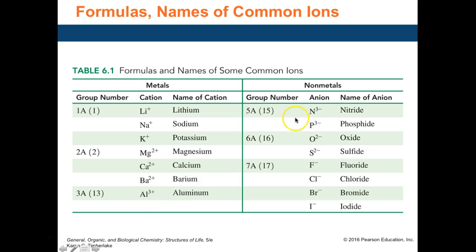Now nonmetals form negative ions, and the charge on the negative ion is the group number minus 8. So 5 minus 8. So nitrogen and phosphorus have a 3 negative charge, and the name ends in the suffix "ide." So instead of nitrogen, it's nitride, phosphide. 6 minus 8, so oxide and sulfide are 2 negative, and 7 minus 8, fluoride, chloride, bromide are 1 negative, and we'll stop here.